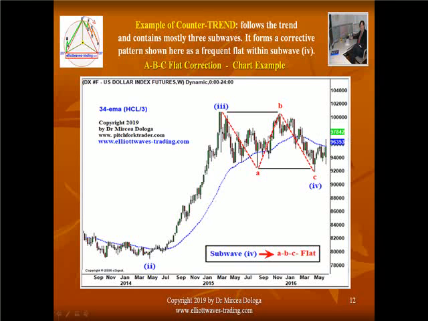This chart example shows an ABC flat correction of the wave 4 Roman, and the 4 Roman is made of ABC flat, and if we look attentively we can see that the wave C is equal to wave A, it's equal to wave B, and almost the same value for the time parameters of each subwave.